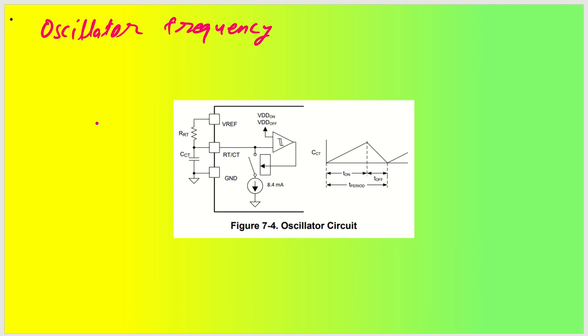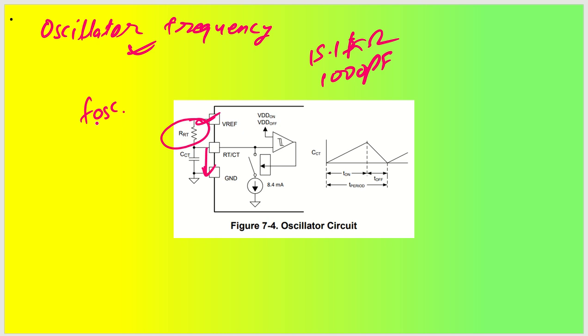Let's get into the oscillator frequency. As I already told you, to set the oscillator, what we have to do is connect RT from the RT pin to V reference, and one capacitor CT will be connected from the CT pin to ground. This is how we are going to set my oscillator frequency. And the values of RT and CT we already calculated, that we can use, let us say, 15.1 kilo ohm and 1000 picofarad or 1 nanofarad for those two values.